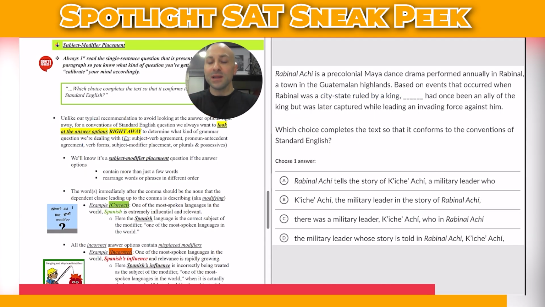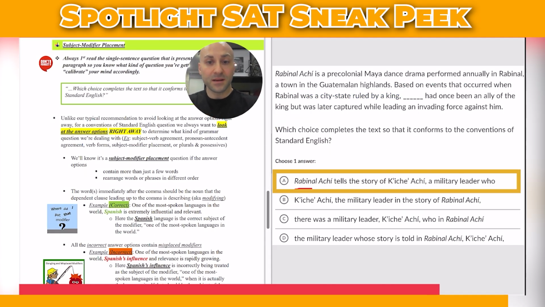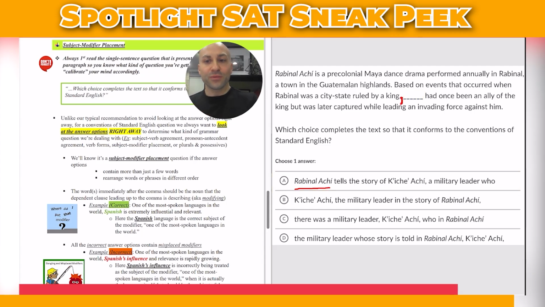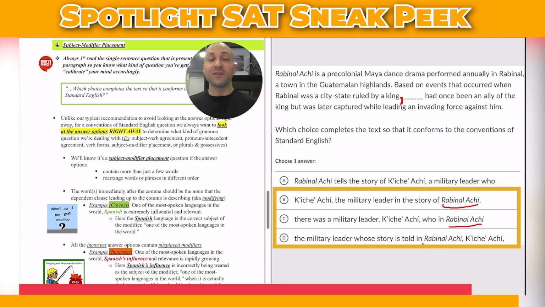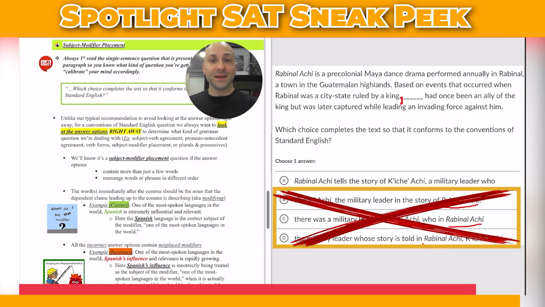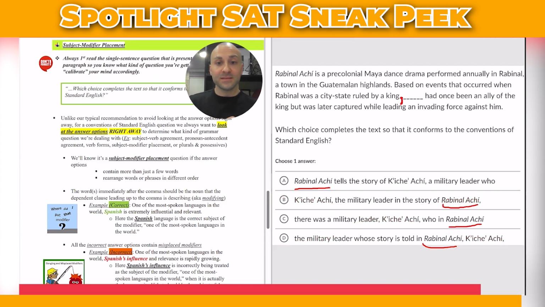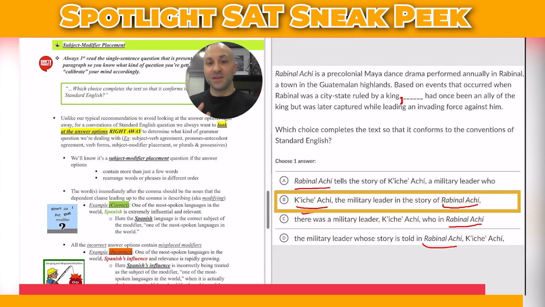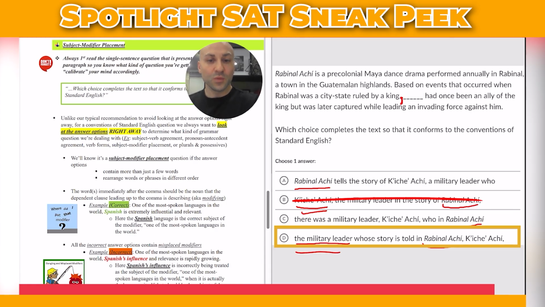So notice option A does have Rabinal Achi at the beginning. In other words, right after this comma here, which is what we want. So we'll keep it in the running. Every other option throws Rabinal Achi in a different location, making options B, C, and D all examples of misplaced modifiers, where instead they're saying that based on events, this person as if he were the drama. That doesn't make sense. Same thing here, it talks about the military leader, which is this Kiche Achi, but that's not what we're referring to.